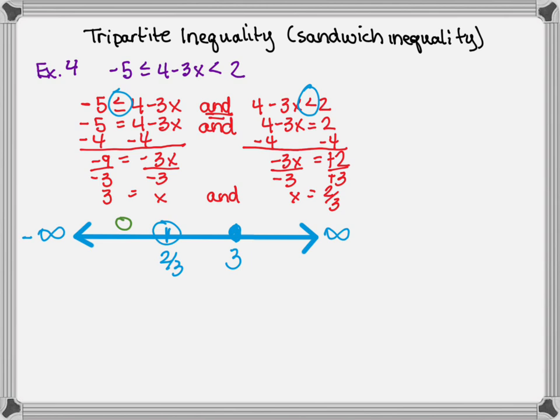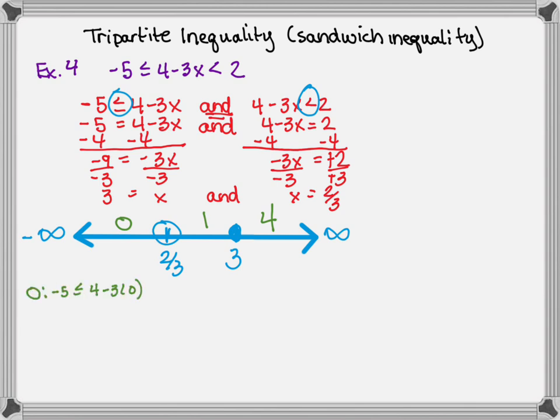Choosing test values, to the left of 2/3, I'm choosing 0. Between 2/3 and 3, I'm choosing 1. To the right of 3, I'm choosing 4. But again, you could choose any numbers in between on these intervals. You can't choose the actual solutions we've already plotted, but you can choose any numbers on those intervals. I'm choosing easy ones.